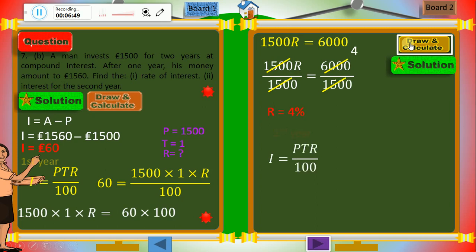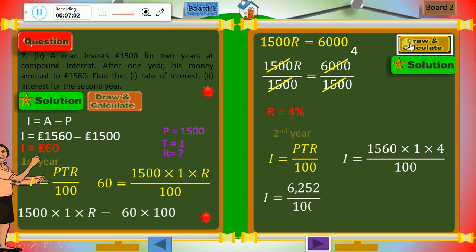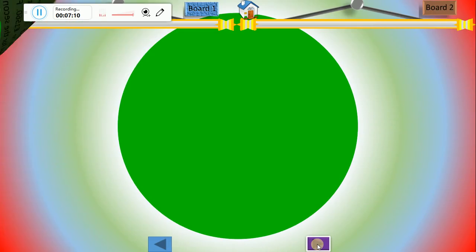In the second year, we can calculate the interest using the formula of simple interest. Make direct substitution into the formula. I is equal to £62.52. We move straight to 7C.